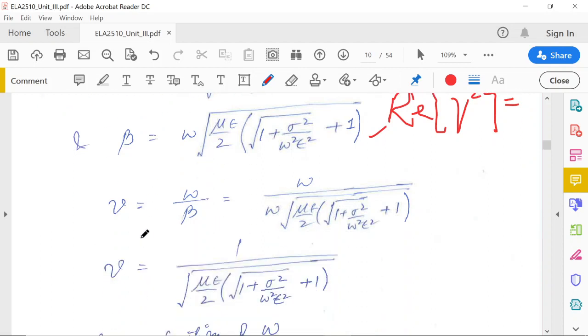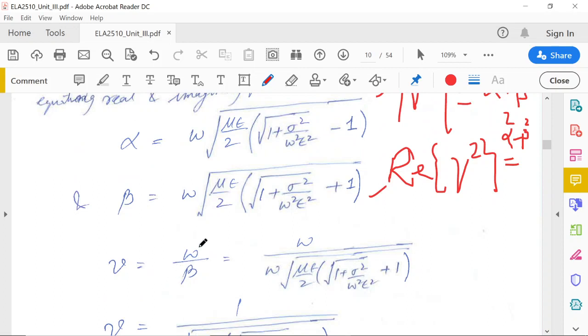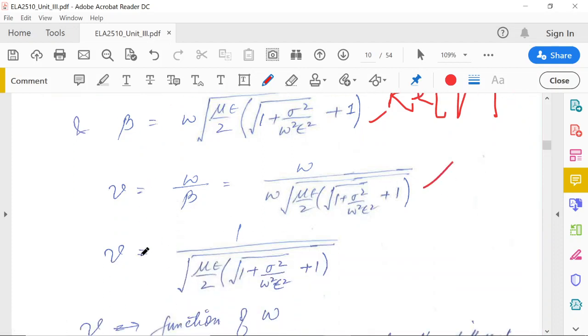So now, how to find the V? V is equal to omega over beta, and here omega over the under-root factor will be the V. Now what do you see? V is not just a function of the medium, the dielectric, but it is also a function of this omega, the frequency. It will depend upon the frequency. So this is a factor here which will contribute in the V. So as the frequency changes, the phase velocity will change. This phase velocity is a function of the frequency also.